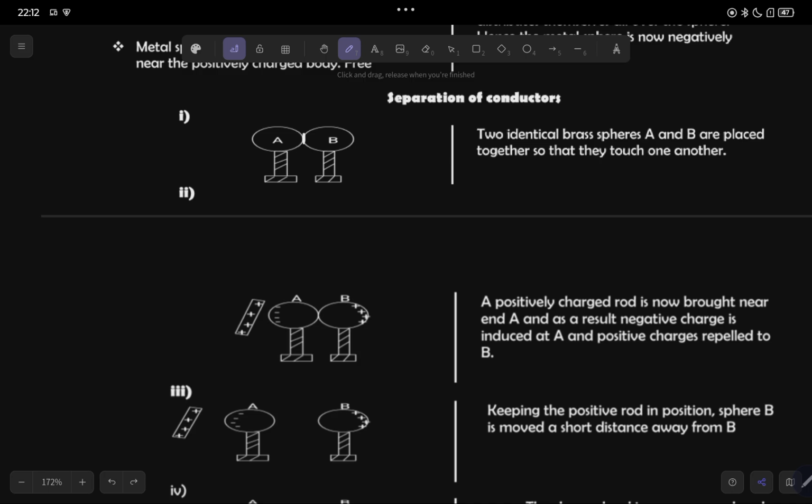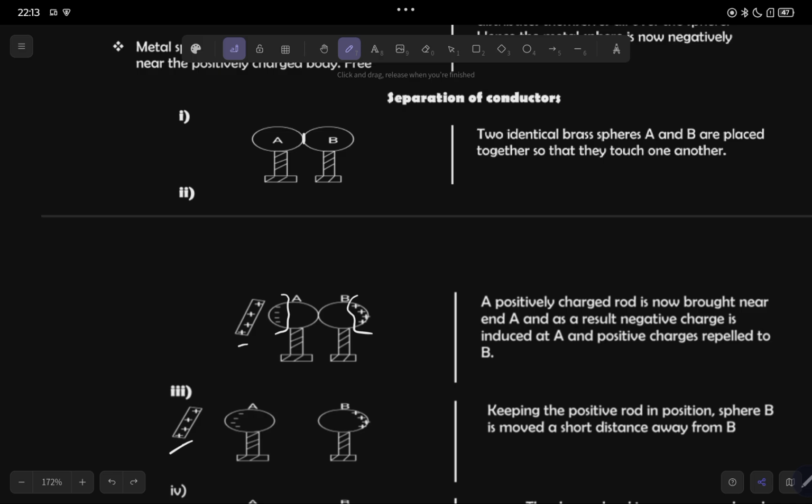Step number two, bring an inducing rod. This time you can bring any type. This time I have a positive rod near one end of the two conductors. When I bring it there, it will induce a negative charge on the near end and repel the positive charge to the far end of conductor B. So it has successfully separated the electrons and the positive charges on the two conductors, since now they are behaving like one because they're in contact.